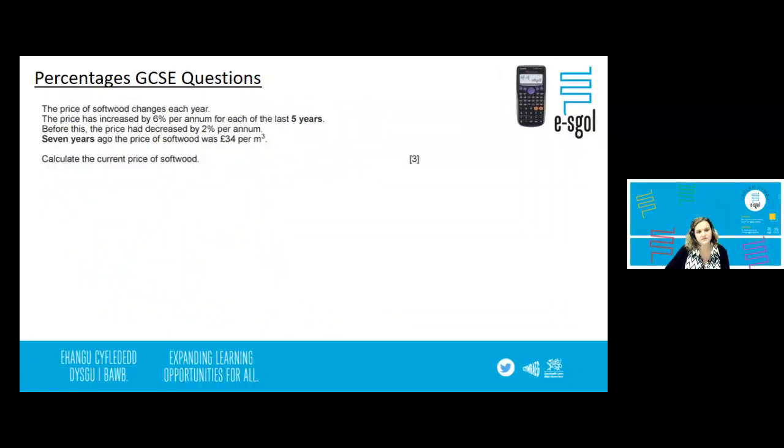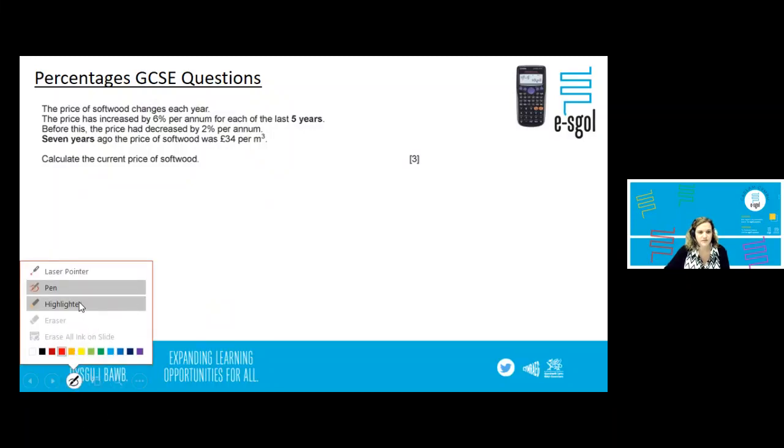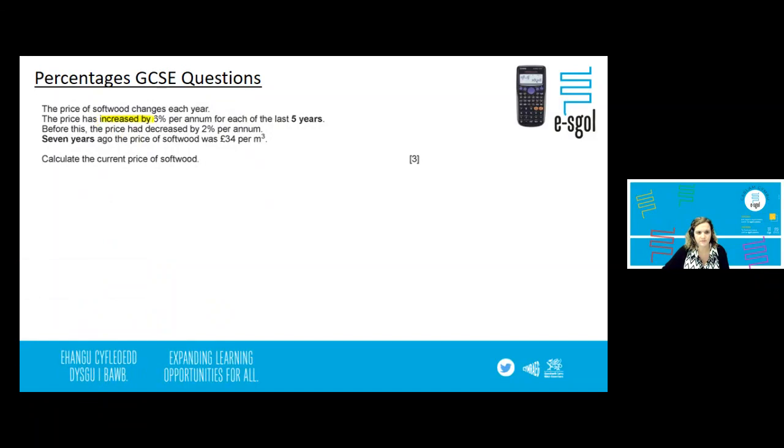So we have the price of software changes each year. The price has increased by 6% per annum for each of the last 5 years. Before this, and that one is important, before this, the price had decreased by 2% per annum. 7 years ago, the price of softwood was £34 per metres cubed. Calculate the current price of softwood.